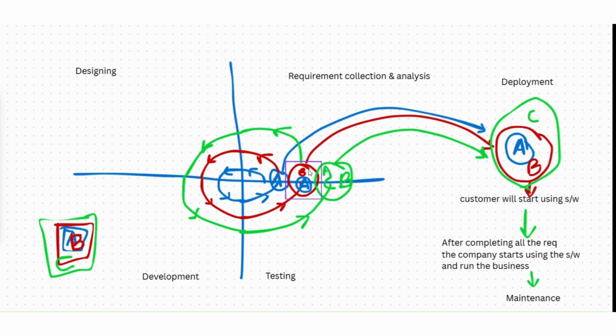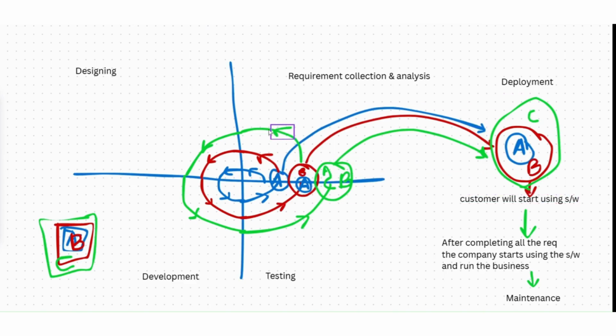After some time, the customer came up with the requirement for module B. Now, the requirement collection and analysis of module B is done. After that, the designing part is done. Next, for the development, the developer copies the source code of module A and includes the code of module B in it. Now, the software consists of code for module A as well as for module B. The testing of the software is done, and the software which consists of module A and module B is deployed to the customer, and the customer starts using that software.